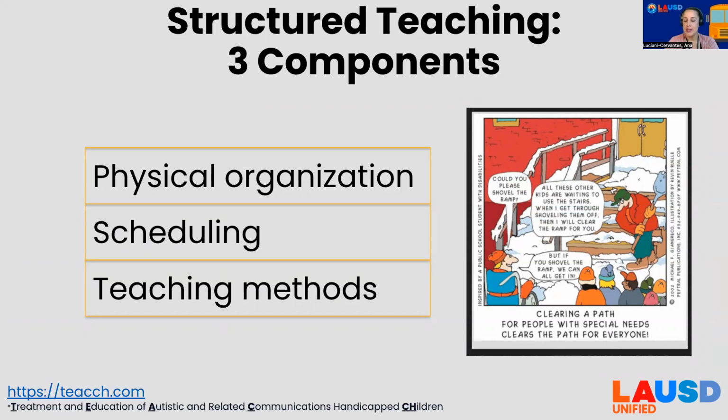The three components of structuring teaching are physical organization, scheduling, and teaching methods. If you see the cartoon here, it quotes, clearing a path for people with special needs. That means that we are clearing the path for everyone. So the three components: physical organization, scheduling, and teaching methods. The key to effectively using each of these is by individualizing.